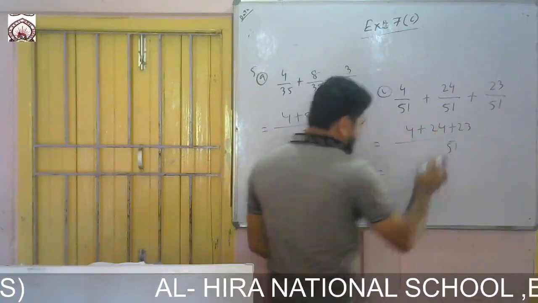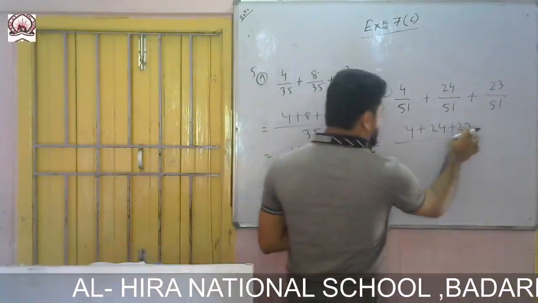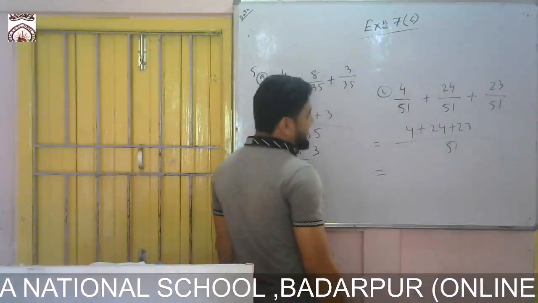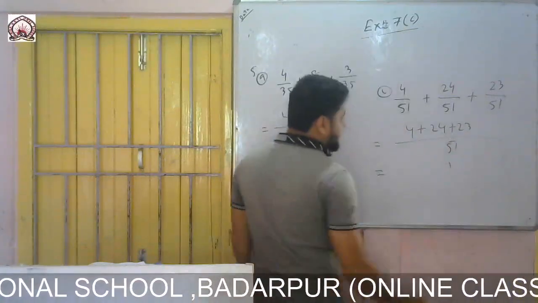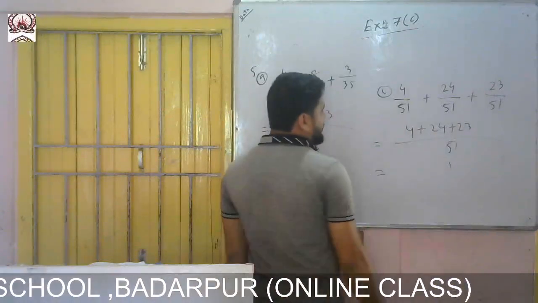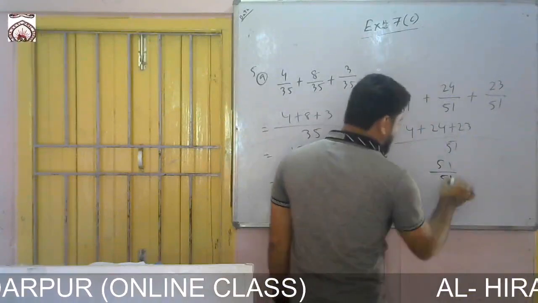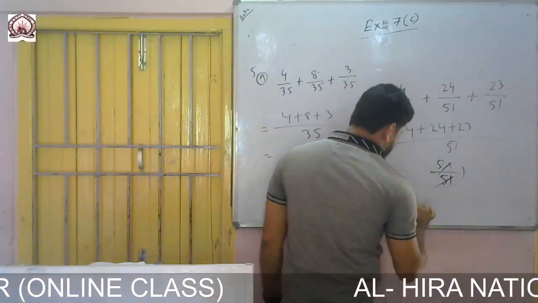So 4 plus 3 is 7, 7 plus 4 is 11. Then 2 plus 2 is 4, and 4 plus 1 is 5. Again, 51 by 51, so I can cancel, and the answer will be 1.